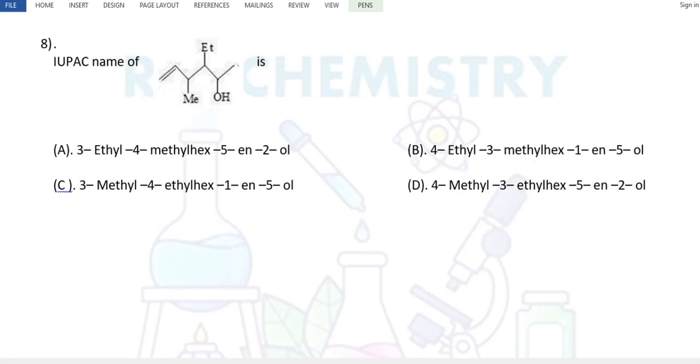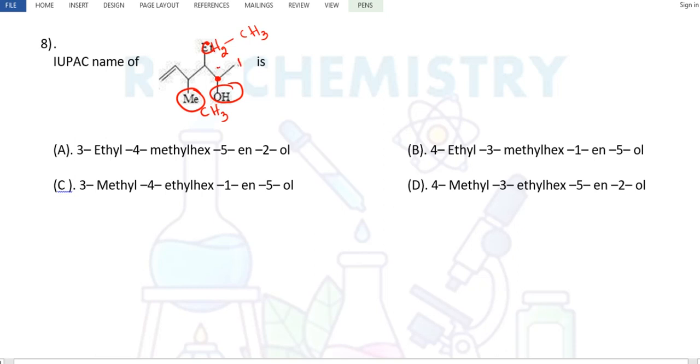Question number 8. IUPAC name. We can see Me here. Me stands for methyl, CH3. And what does Et stand for? Et stands for ethyl. Let me split that one. So two carbon atoms in the form of CH2 and CH3. And the functional group is OH. The carbon carrying the functional group should get the lower number. So I should start from the right-hand side.